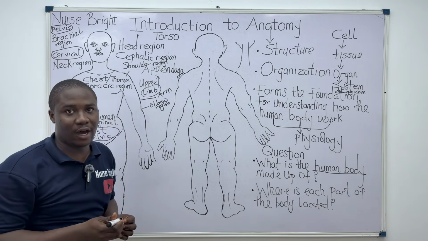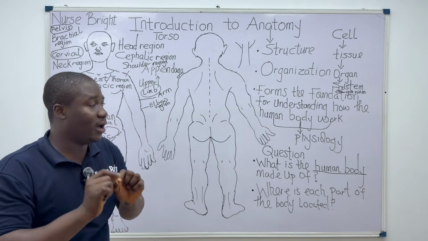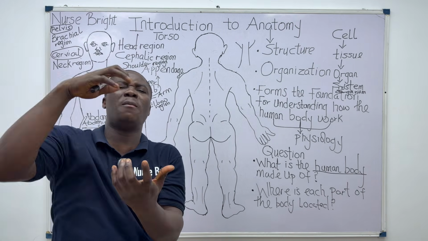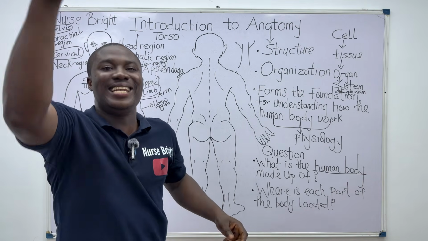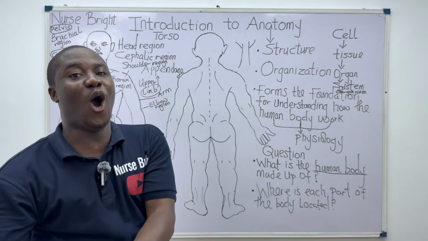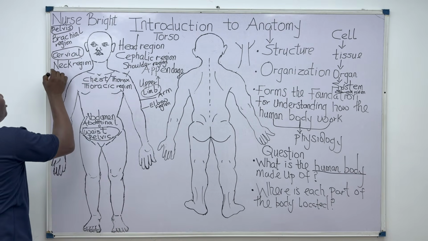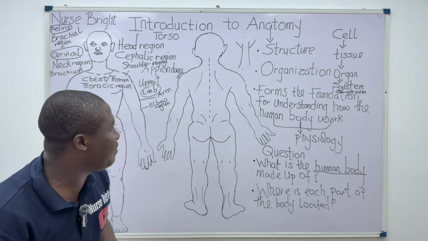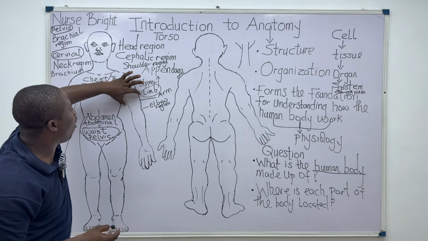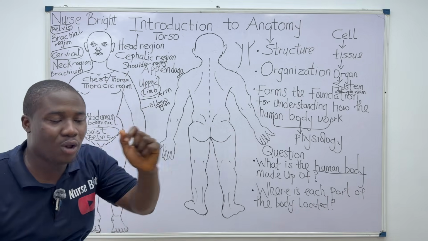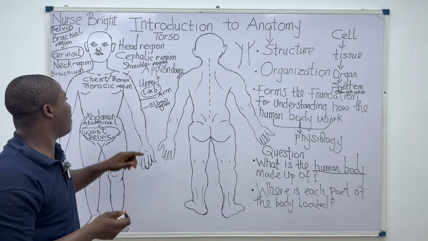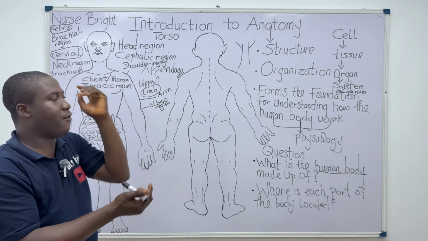Now, listen and listen well. The term brachial comes from a Latin name called brachium. And brachium simply means arm. So this is your arm. Are you there in anatomy? This is your shoulder for sure, the shoulder region.